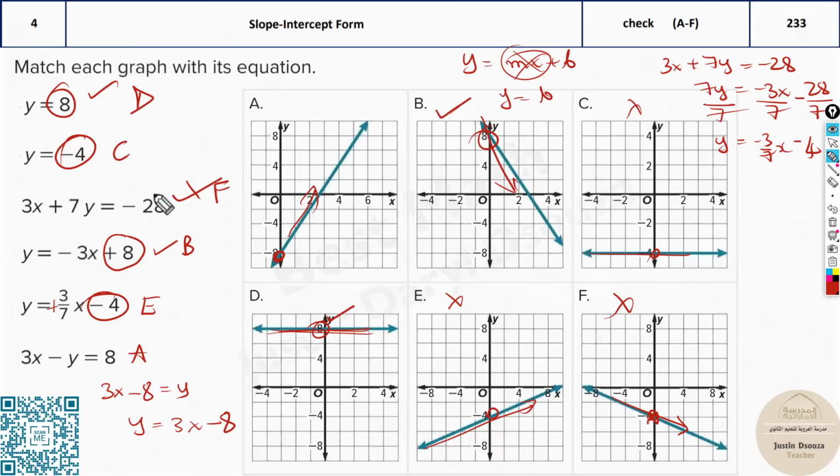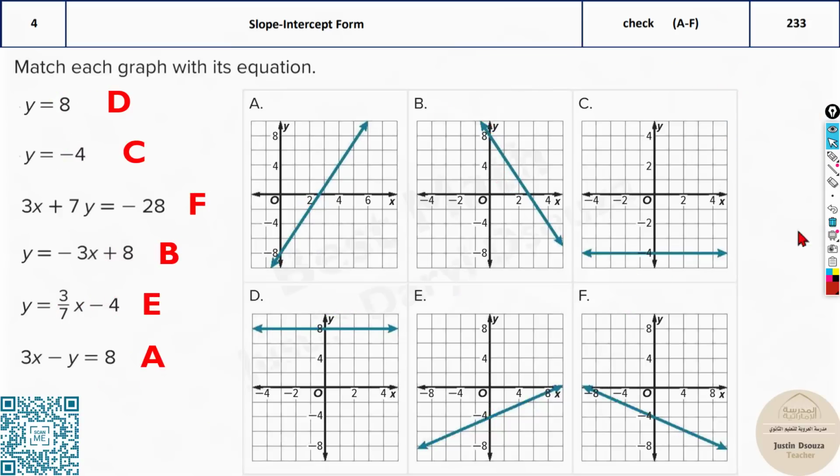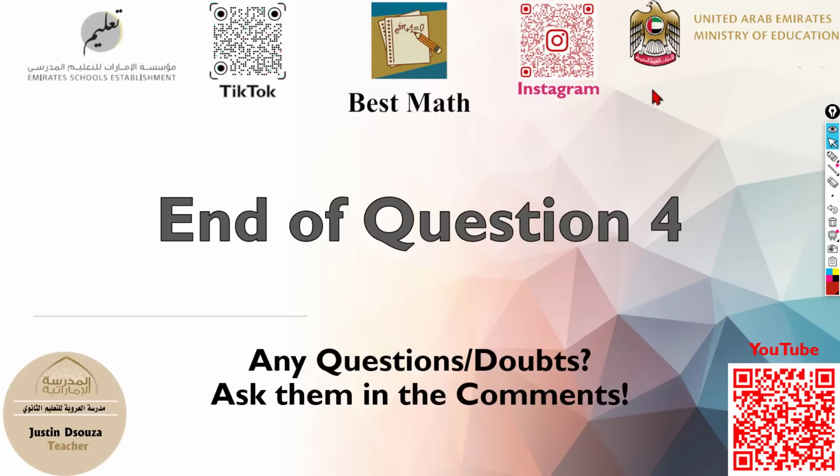If you want to graph them, you know you can do mode 7, we have done before, and easily graph them up. But this is how, from the equations, you can easily get the graphs. Hope this is clear. It is D, C, F, B, E, and lastly, we have A. That's the end of the question 4.